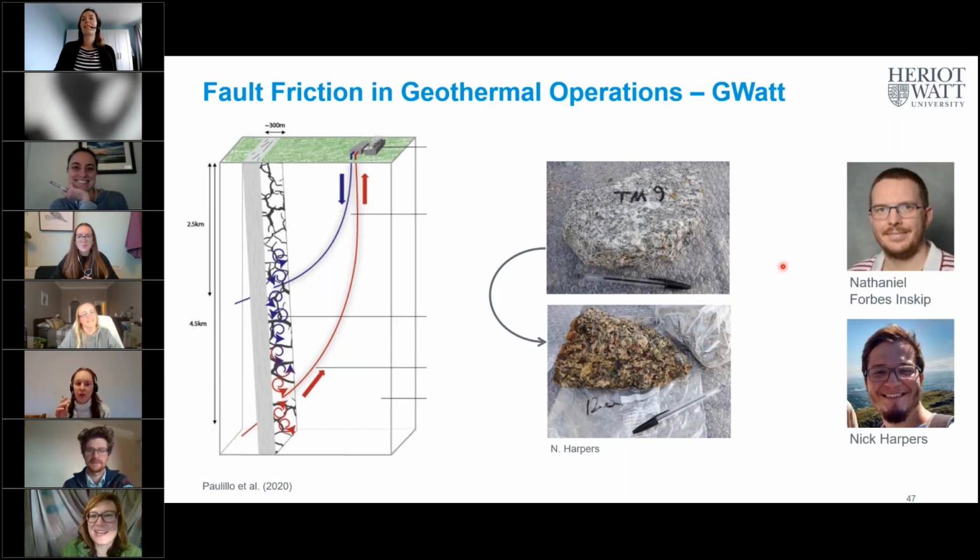Sorry, I just have a quick question to follow that, Lucy. Are they whole cores or sidewall cores? Sidewall cores, just a couple of inches. Okay.